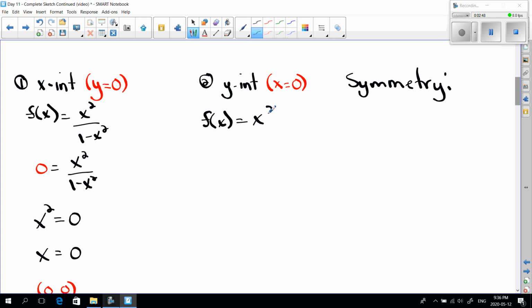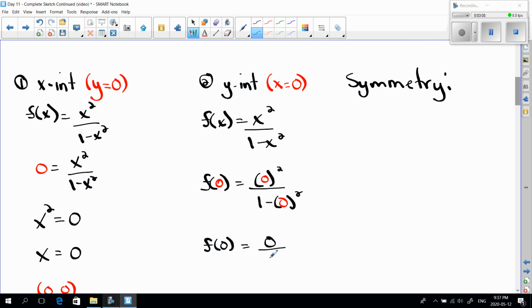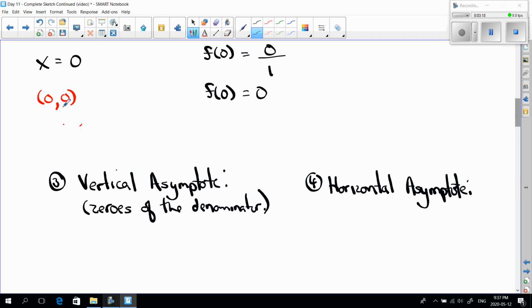F of x equals x squared over 1 minus x squared. This time I'm replacing the x's with zeros. So fill a 0 in everywhere you see an x, and you end up with f at 0 equal to 0 over 1. Okay, 0 squared is 0. 1 minus 0 gives you 1. F at 0 is 0. That point is the same as this point. So the x and y intercept are both at the origin.